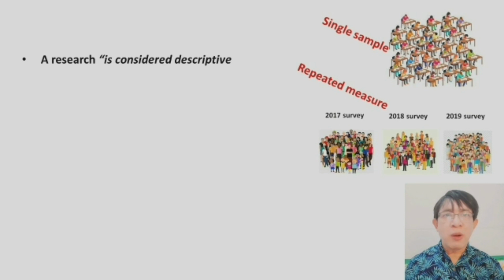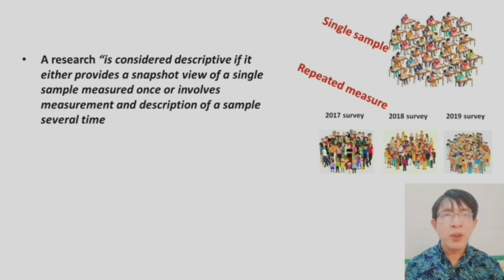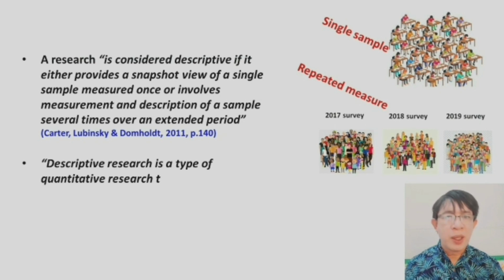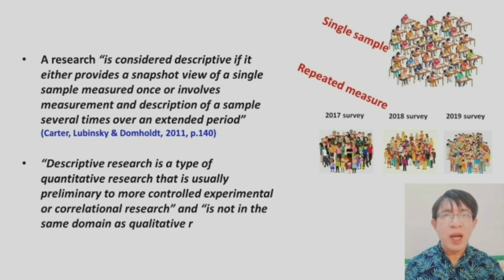A research is considered descriptive if it either provides a snapshot view of a single sample measured once or involves measurement and description of a sample several times over an extended period. Descriptive research is a type of quantitative research that is usually preliminary to more controlled experimental or correlational studies and is not in the same domain as qualitative research.